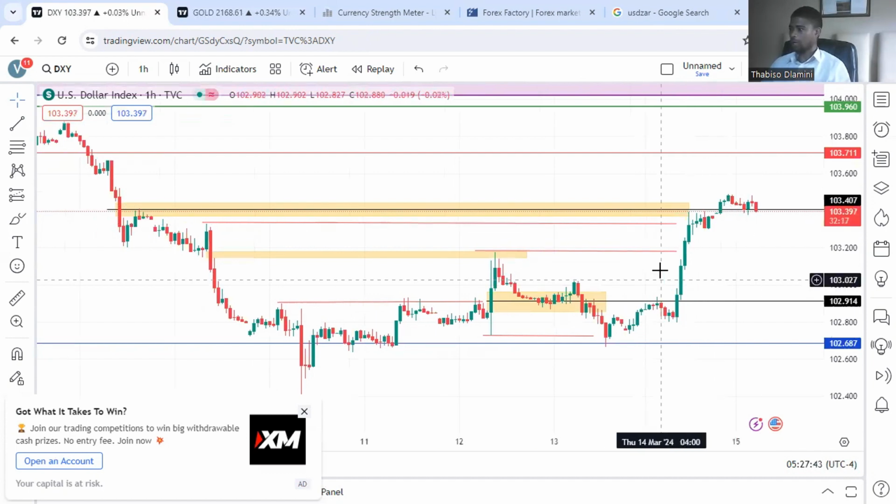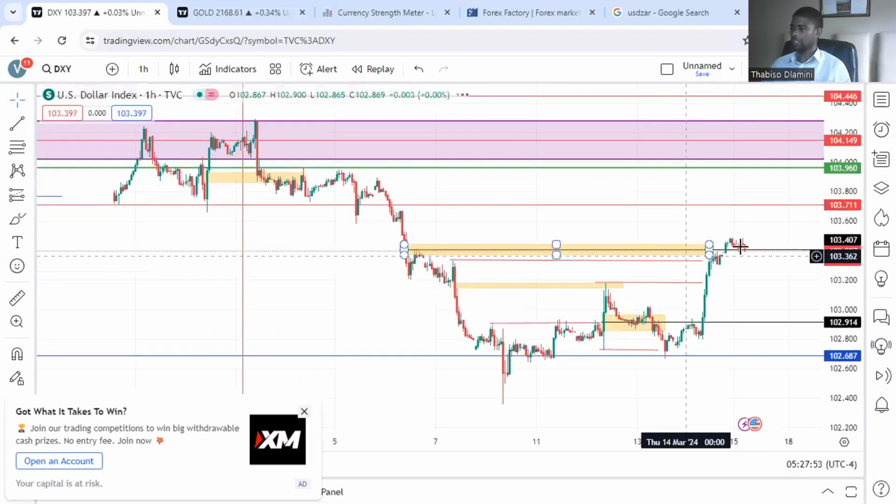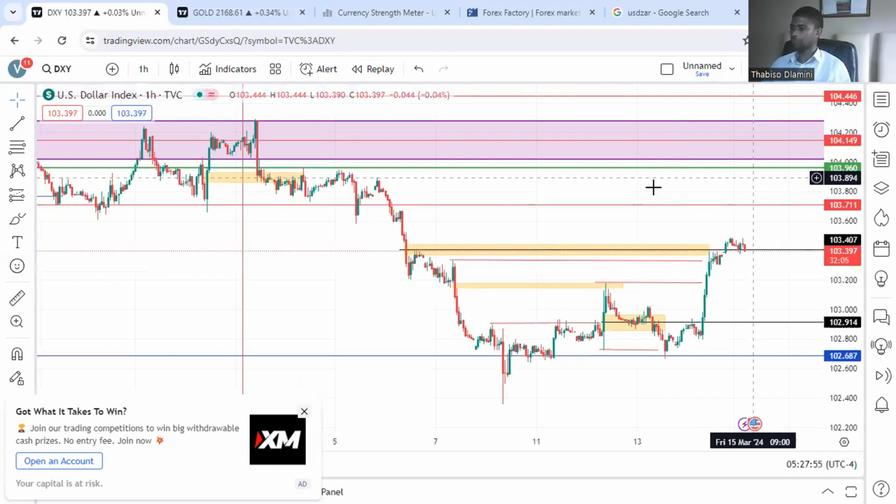So we'll see how price develops from this point. Is price going to retest this area? As we can see here, there's a supply zone. Is it still going to be a supply zone, or is it now going to change and become a demand zone and target more liquidity into the upside?